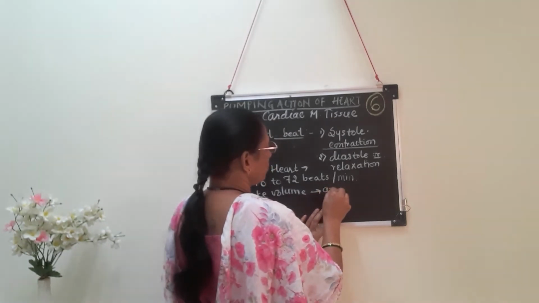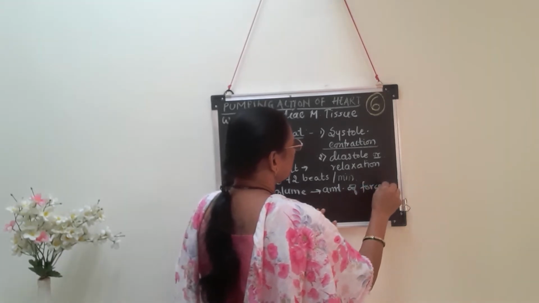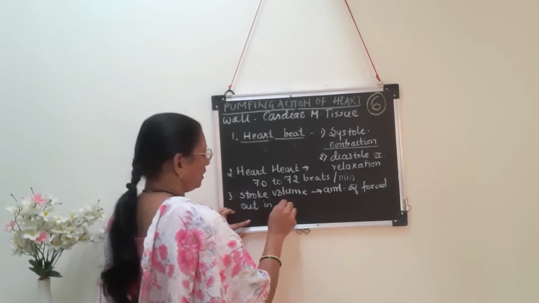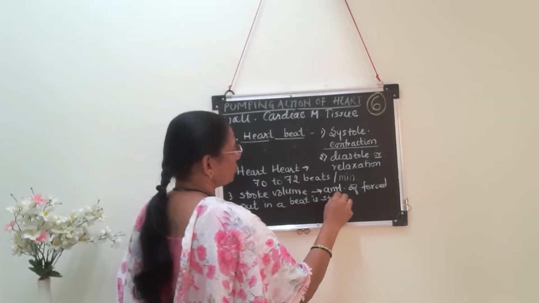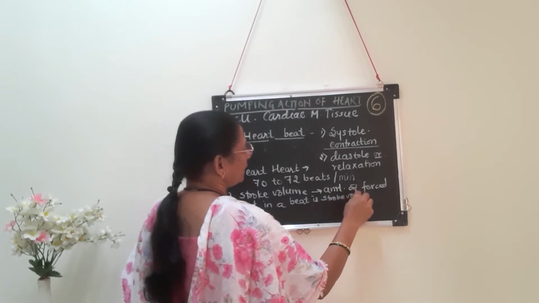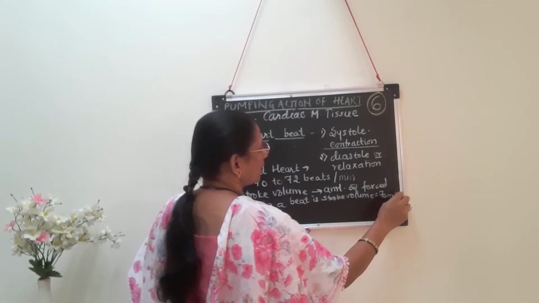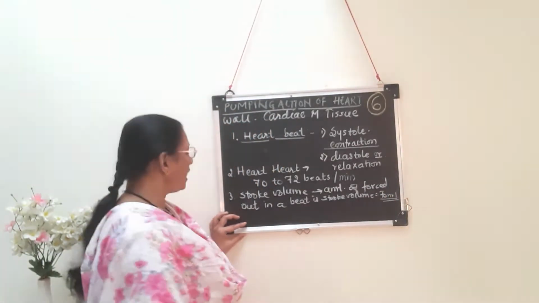So the amount of blood forced out in a beat is called stroke volume, and this amount of blood which is forced out is about 70 ml. That means during each beat 70 ml of blood will be forced out from the heart.